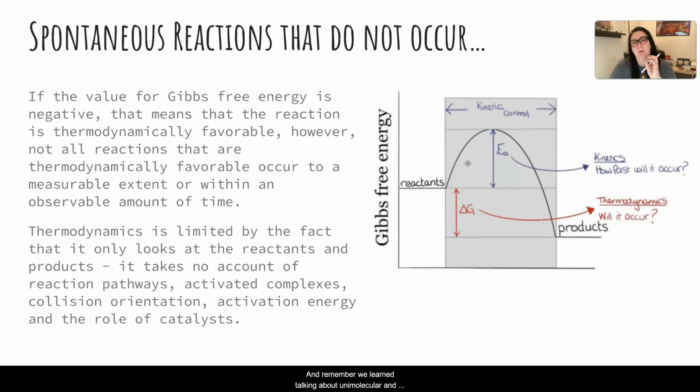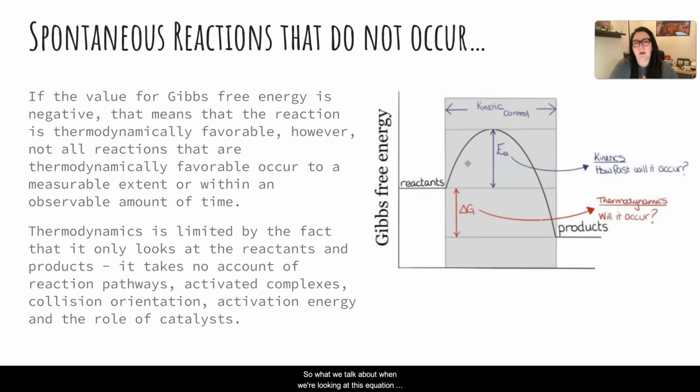And remember, we talked about unimolecular and bimolecular and termolecular, and how termolecular very rarely happens. That's 3 or more molecules that have to collide at the same time. Can it happen? Yes. Does it happen super fast and very often? The answer is typically not. They usually do need a little bit of help.